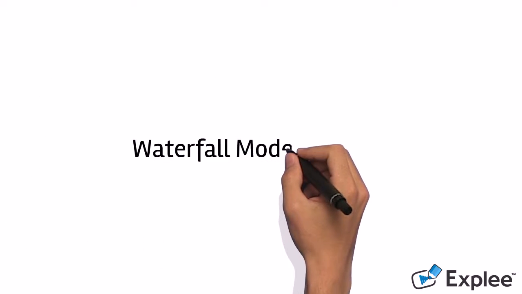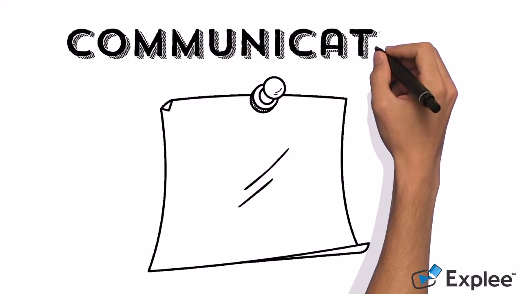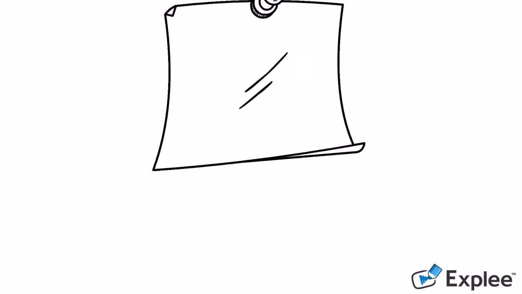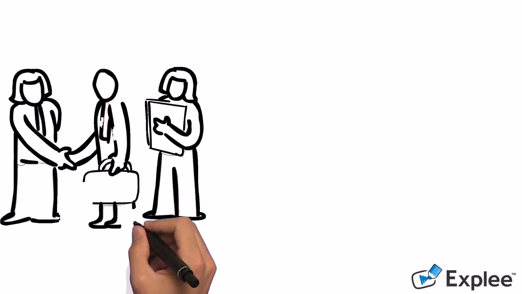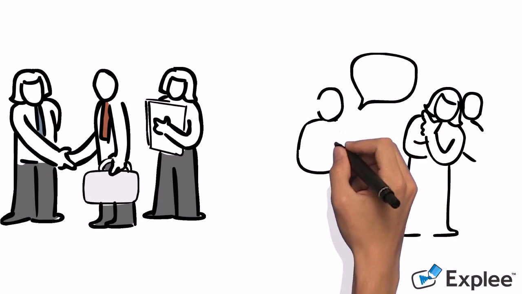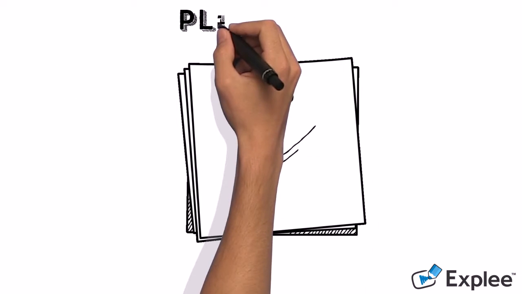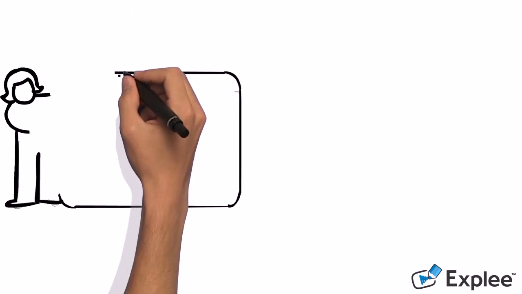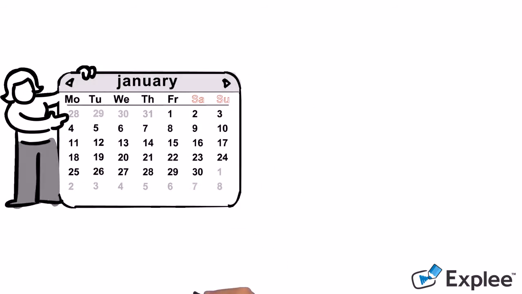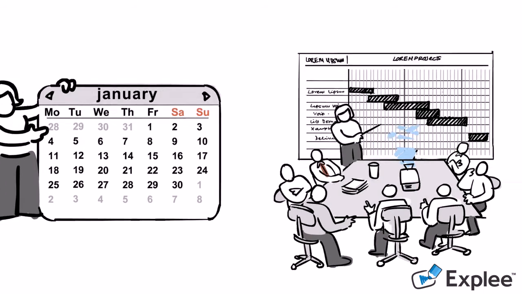Now, what about the concept of waterfall? First, is communication. In the communication phase, the major task performed is requirement gathering, which helps in finding out what the customer needs. Second, is planning. Planning is about scheduling, keeping track of the processes, and making estimates related to the project.